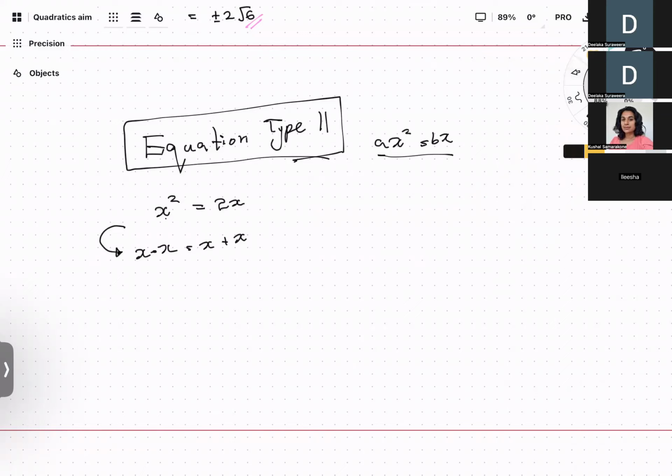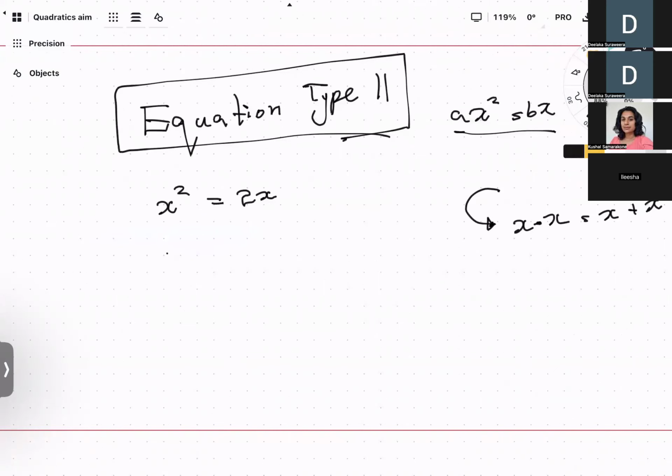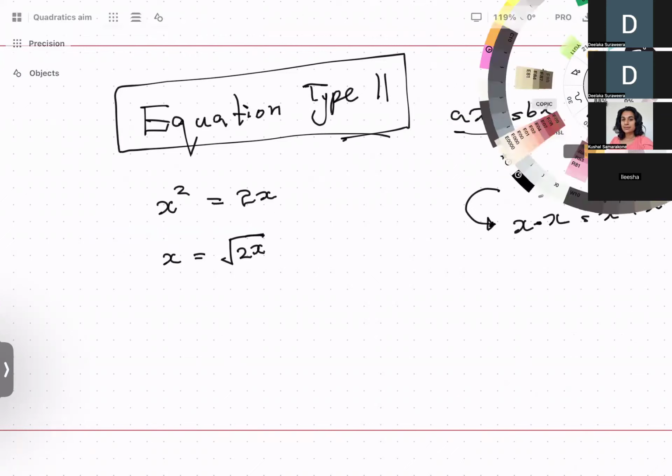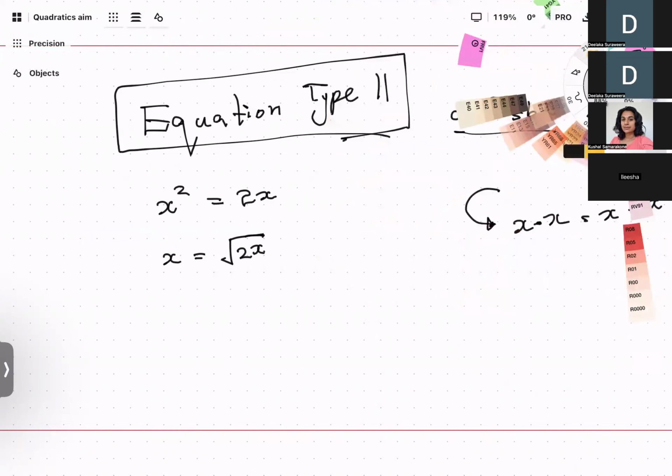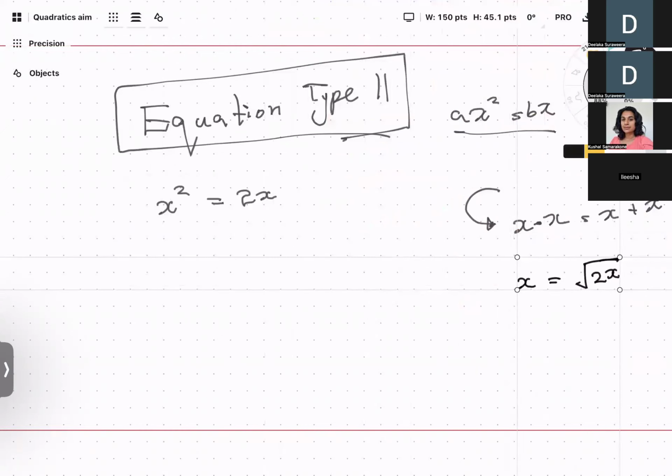Square root both sides. Let's give that a go. We square root this side, get x. Square root this side, you get root 2x. Does this look nicer or uglier? Uglier. So I think we might not be going this direction. That's okay. Finding different ideas.